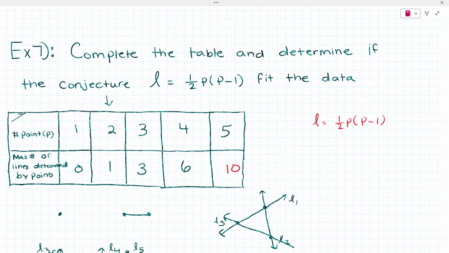Let's plug in 4. So we have 4 points. Will we get 6? It would be 1/2 times 4 times 4 minus 1. That will give you 1/2 times 4 times 3. So 4 times 3 is 12, divided by 2, that's 6. And yeah, you get 6 lines, so that's true. What about 5?